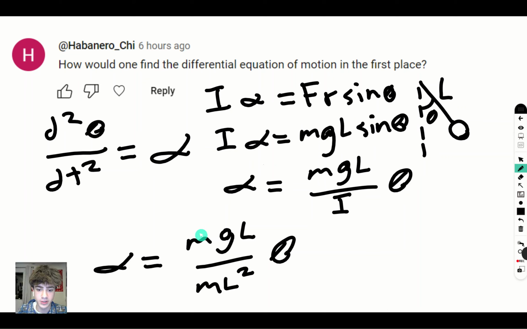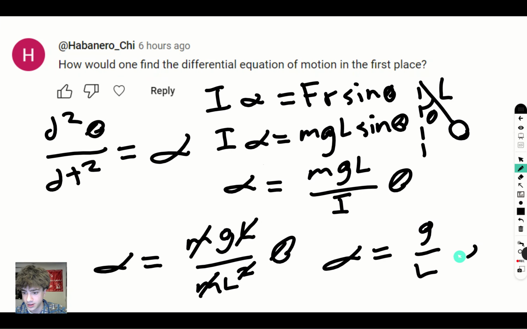So from here we see this cancels with this. One of our L's on the bottom cancels with our L on the top, and we'll get an alpha of g over L theta. And if you're given L, we know that our g is approximately 9.81 meters per second squared. So if you're given L, you can plug this in to get a differential equation and rewrite alpha as d2 theta over dt squared.